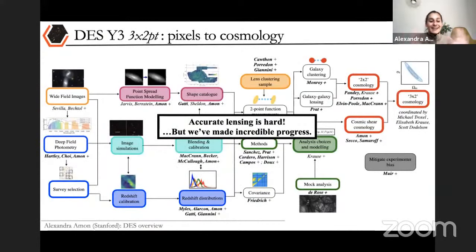So long before getting to cosmology constraints, there's a lot to talk about, and it's an enormous effort behind the scenes, and that's really what's important. I think in DES Year 3, we did a really good job of tackling these challenges in each of these components and pushing it forward. So now I've tried to show you a bit how the pie is made.